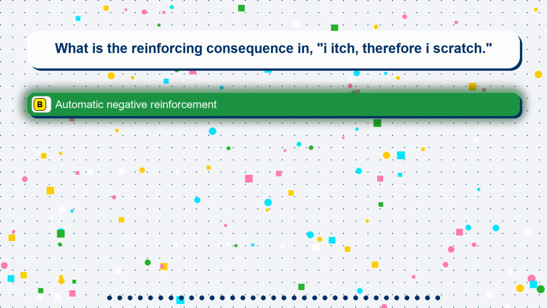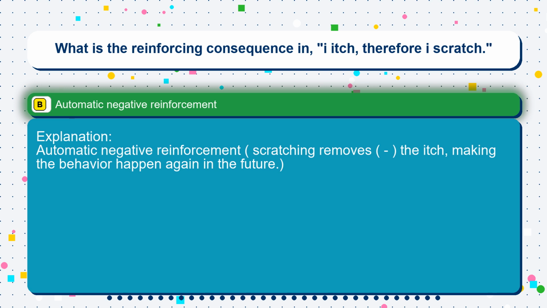The correct answer is option B. Automatic negative reinforcement. Scratching removes the itch, making the behavior happen again in the future.